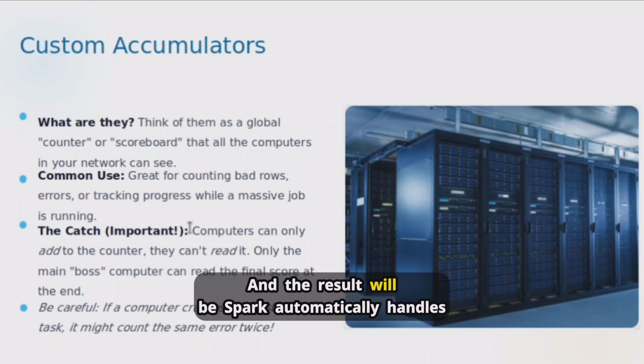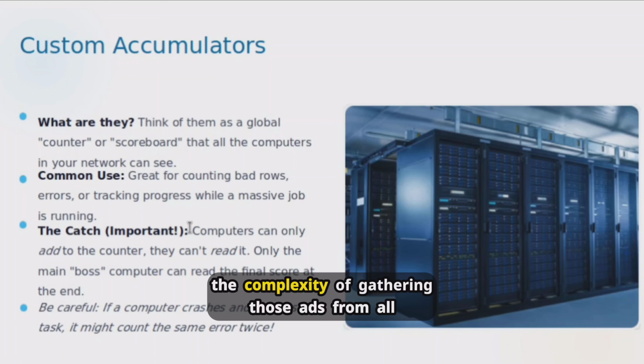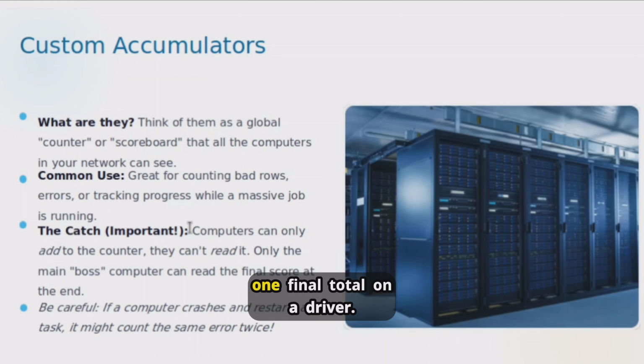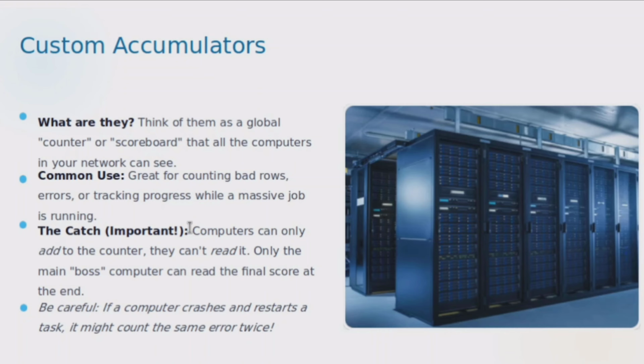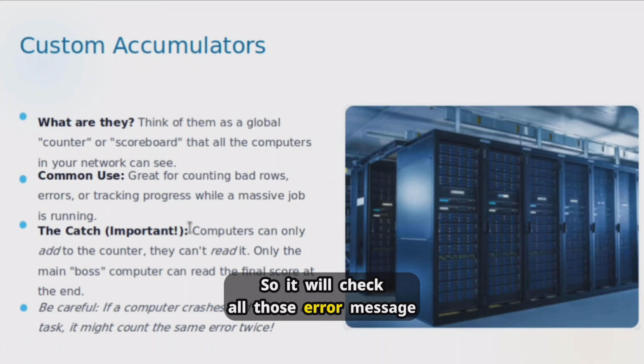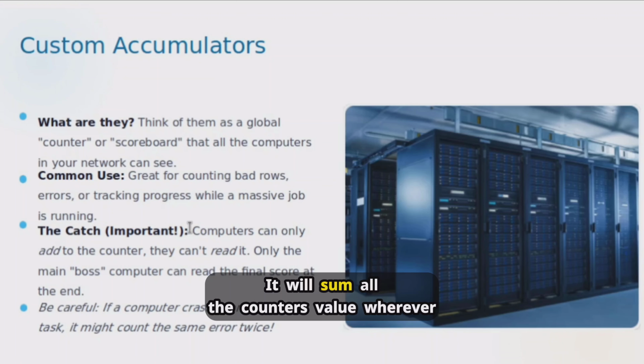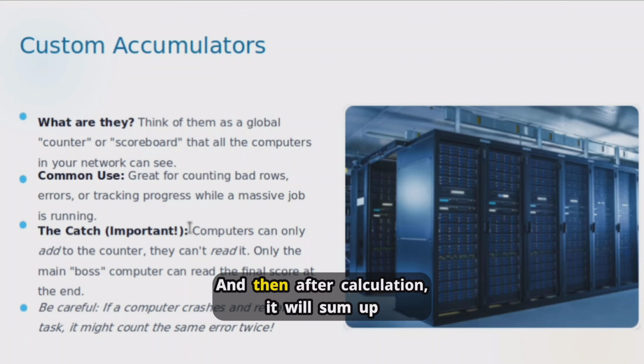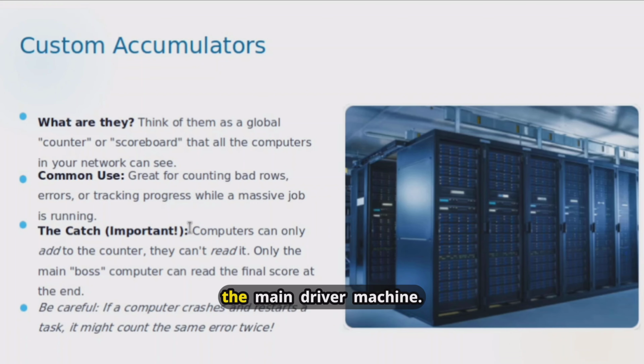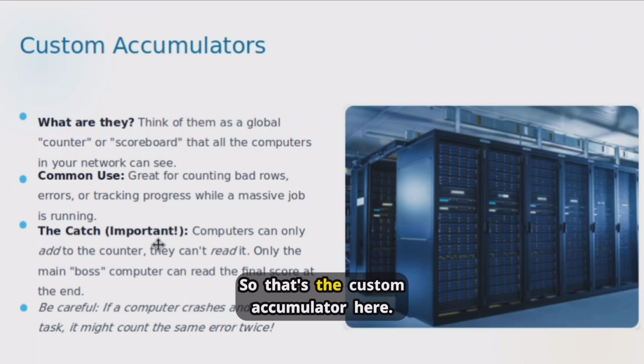And the result is that Spark automatically handles the complexity of gathering those adds from all the different machines and sums them up into one final total on your driver. So it will check all those error messages in all the worker machines, sum all the counter values wherever the error is matching, and then after calculation bring back the total count to the main driver machine, right? So that's the custom accumulator here.